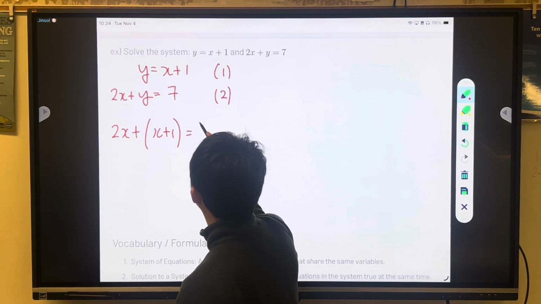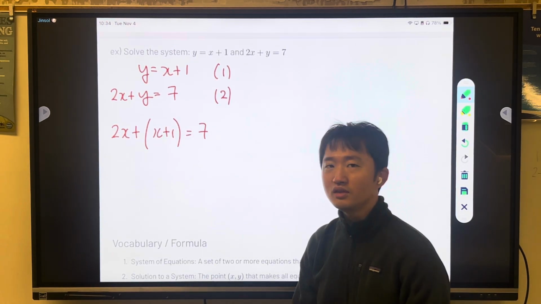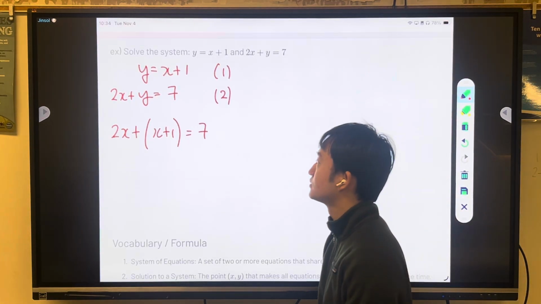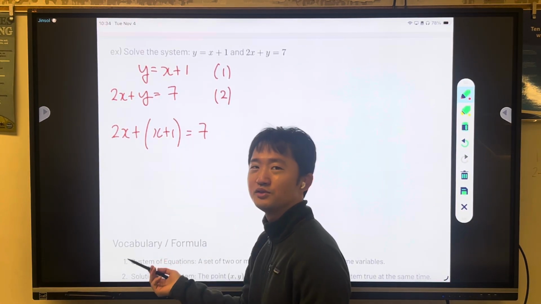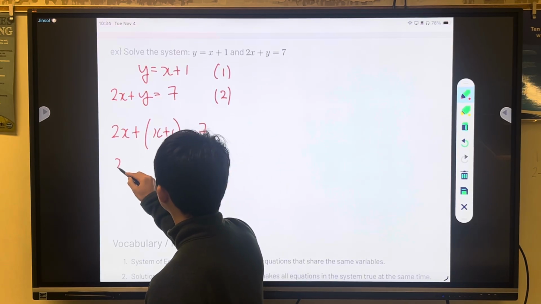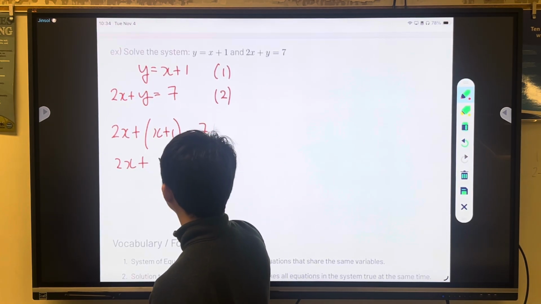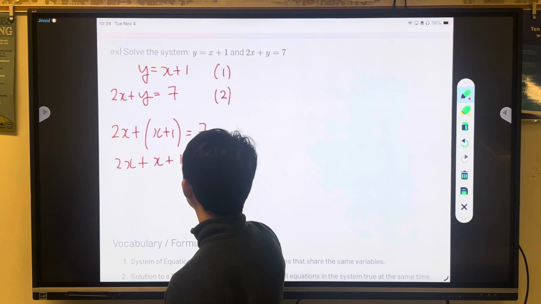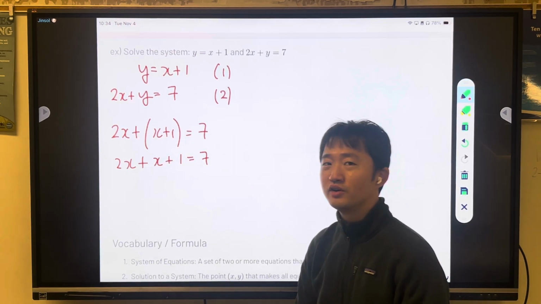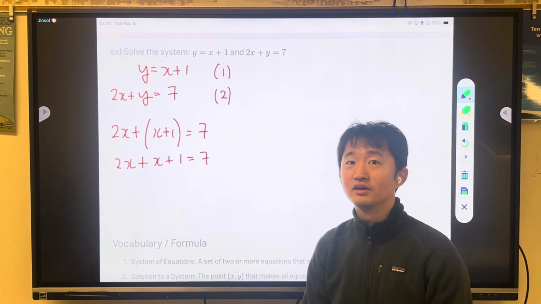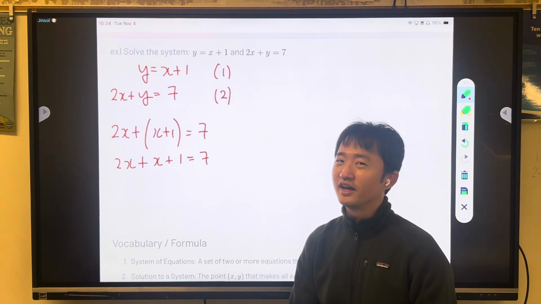Always remember to use brackets to avoid any mistakes. This time, there was no need for a bracket, but still, it's good to protect. So that's 2x plus x plus 1 equals 7. And now, once again, you notice that this is an equation with a single variable. We need to collect like terms first.